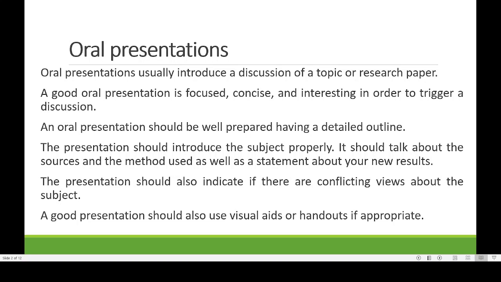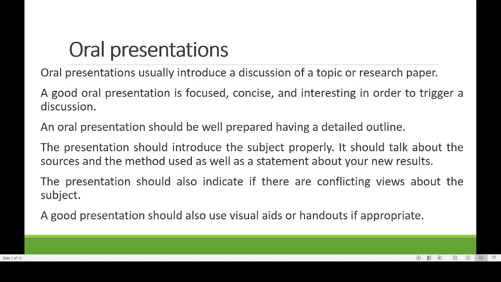The presentation should also indicate if there are conflicting views about the subject. For example, you have done a study on amphibians, taking about 50 species of amphibians from Kottayam district. But a previous study done by some other student got around 60 species of amphibians. You should clearly mention that earlier.